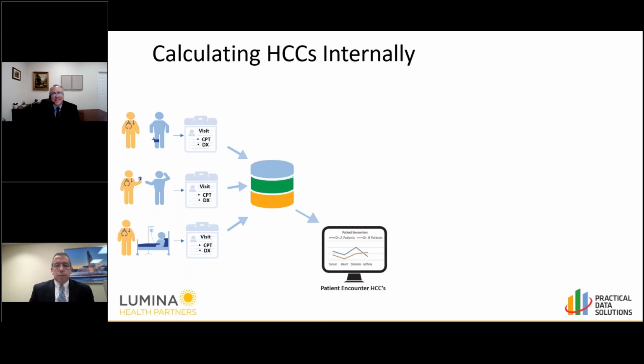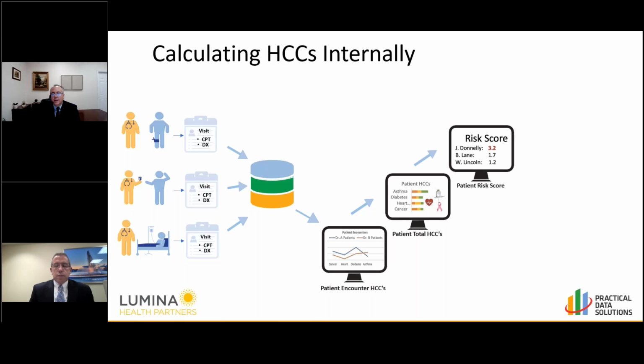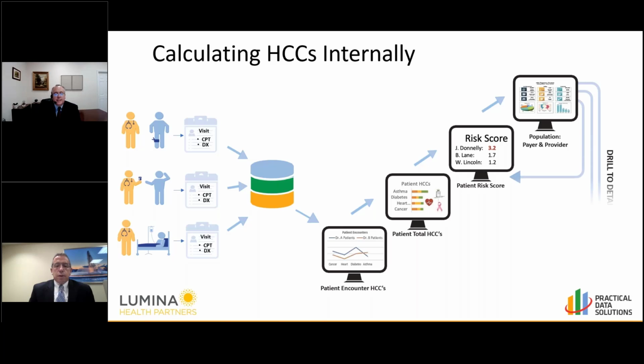We strongly believe organizations need to be able to take their own visit data, and I'll explain why they have to do it from their visit data, not from their EHR, and stage and model that data so they can calculate what the HCCs were per encounter. They also then need to be able to roll them up to the patient. What are the HCCs that we're seeing on the patients? What are we treating? What are we tracking? And how do those scores compare year to year?